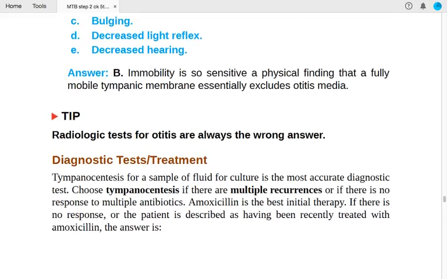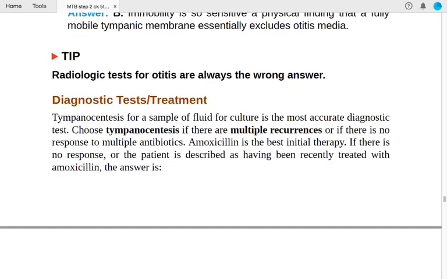Then we have a tip: a radiological test for otitis is always the wrong answer. For the diagnostic test and treatment, tympanocentesis for a sample of fluid for culture is the most accurate diagnostic test. We have to choose tympanocentesis if there are multiple recurrences or if there is no response to multiple antibiotics. Only in that case will we choose tympanocentesis. Other than that, tympanocentesis for a fluid culture is the most accurate diagnostic test, but only when multiple recurrences are there, or if there is no response to multiple antibiotics as well.